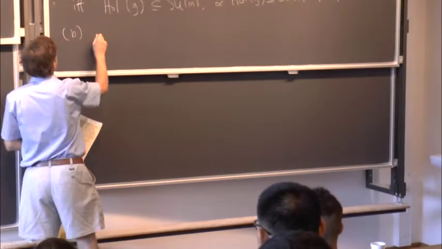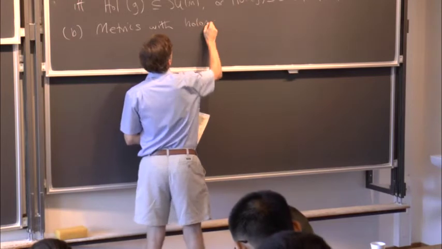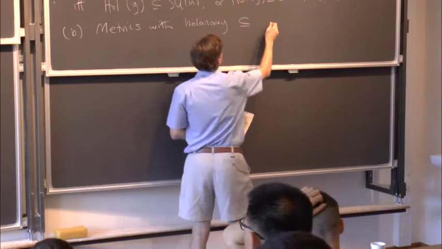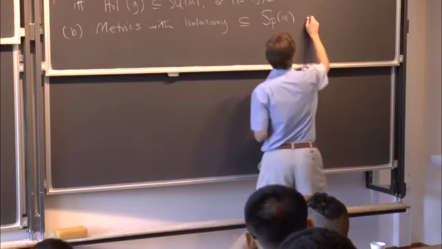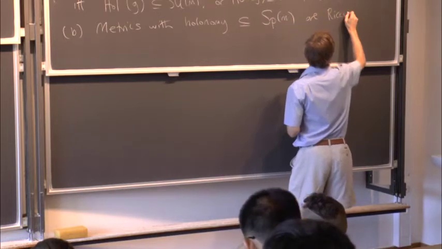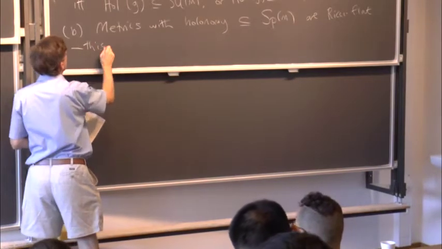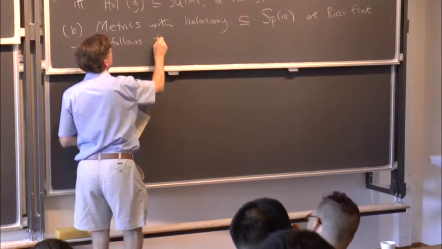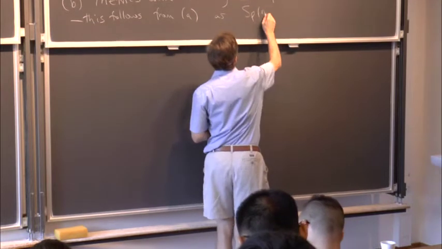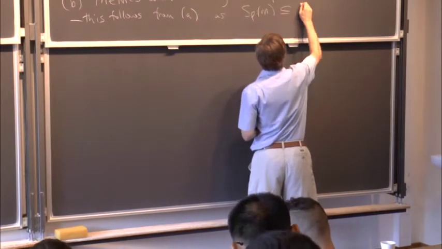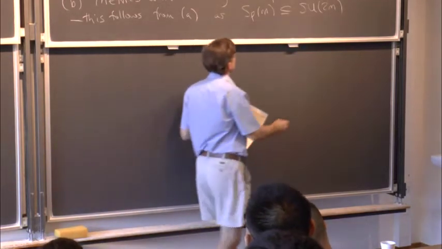Secondly, metrics with holonomy contained in the quaternionic unitary group Sp(m) are also Ricci flat. So actually this follows from A, as Sp(m) is contained in SU(2m), with equality if m equals 1.